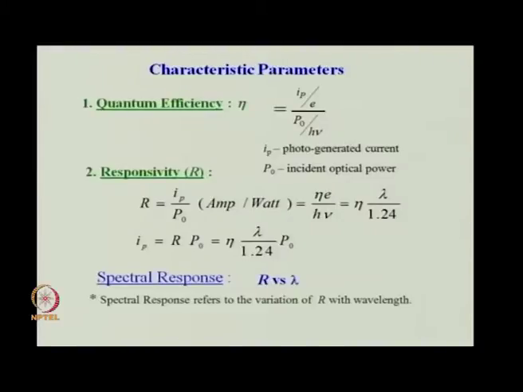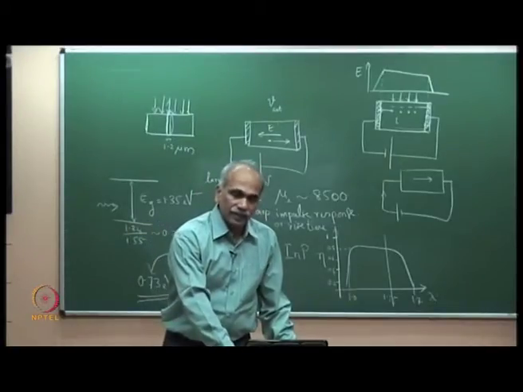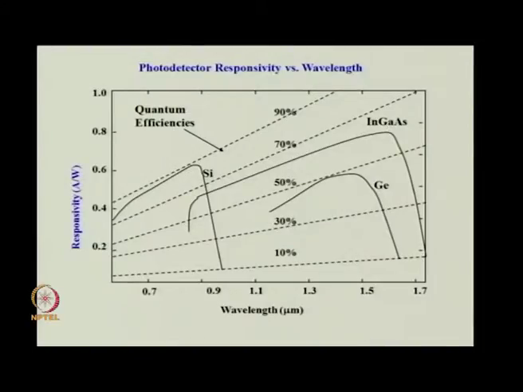So, here are the characteristic parameters we discussed in one of the earlier classes. Quantum efficiency eta is I_P by e by this, and therefore, responsivity R is equal to I_P by P0, which is given by eta into lambda divided by 1.24. We have already derived this. Therefore, given a photodetector material with a responsivity R, the photocurrent corresponding to an incident optical power P can be determined. The spectral response of a photodetector is nothing but the responsivity versus wavelength. Spectral response refers to responsivity versus wavelength. So, here are the typical responsivity curves of some of the photodetectors. You can see silicon, the dotted line corresponds to constant value of eta.